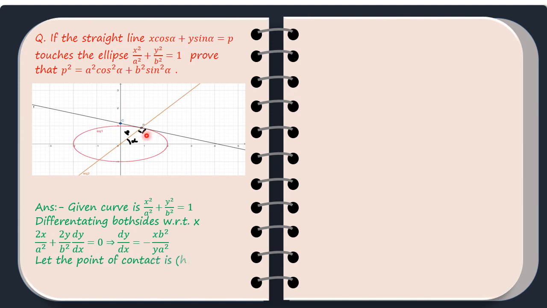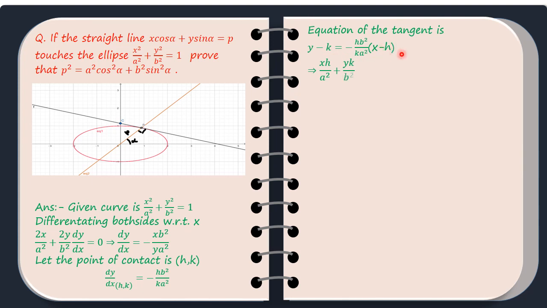Now if the point of contact, that means this point B, is h comma k, then the slope of the tangent will be minus h b square by k a square. So from here we can write the equation of this tangent, and it is given by y minus k, that is y minus y1, is equal to m into x minus x1, where x1 is here h.